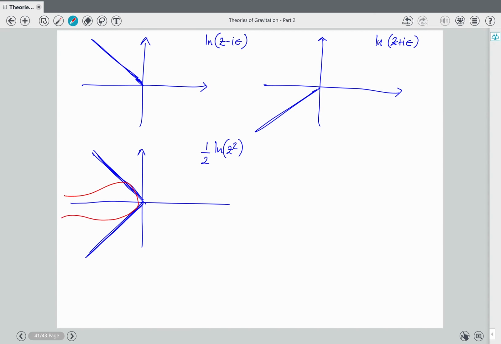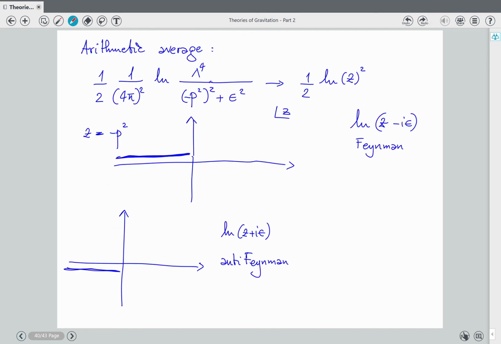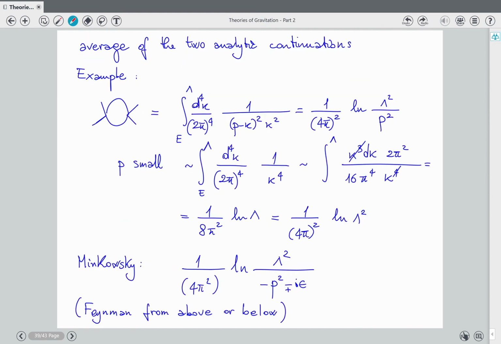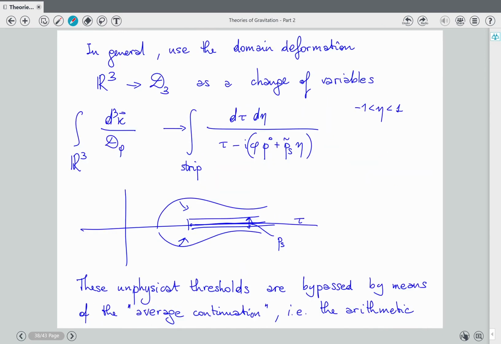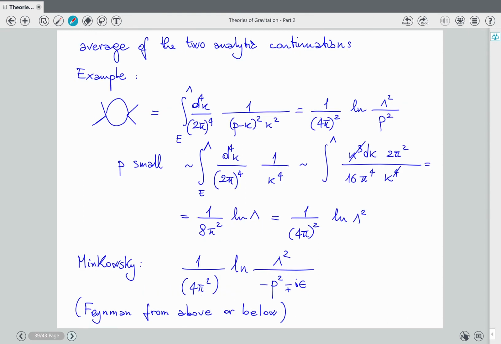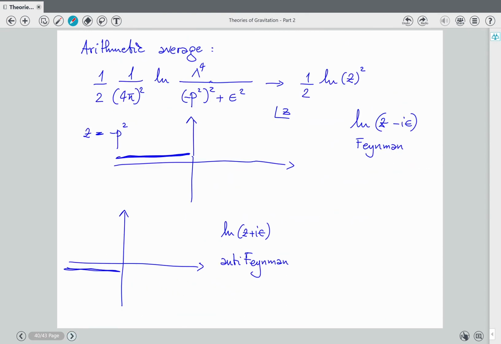Or you can deform it the way you like. You can go back to this funny deformation. It doesn't really matter because the function you get on the other side is analytic. And it is analytic because it is the arithmetic average of two analytic functions. It's the arithmetic average of two analytic continuations. So the arithmetic average of two analytic continuations is not analytically related to the function outside, but it is still analytic.